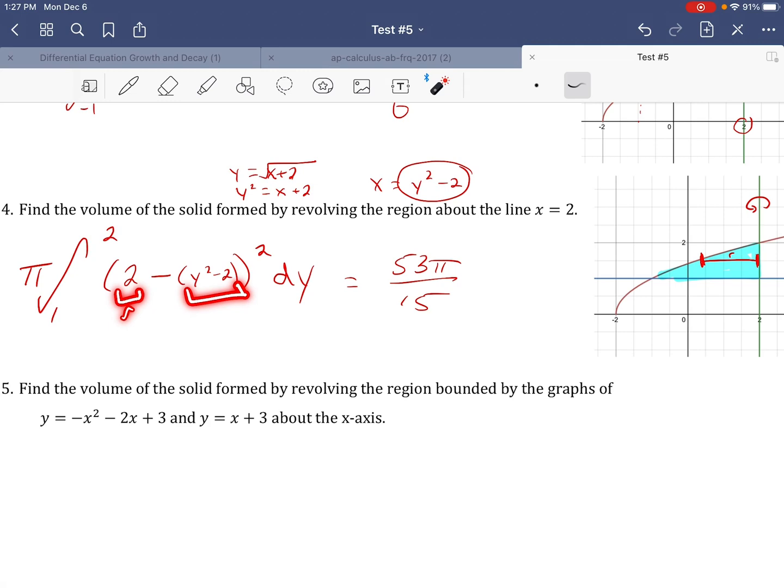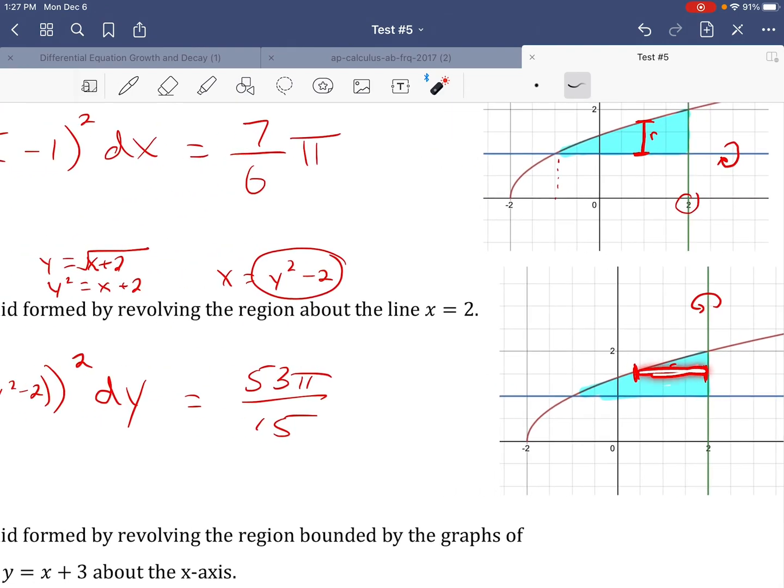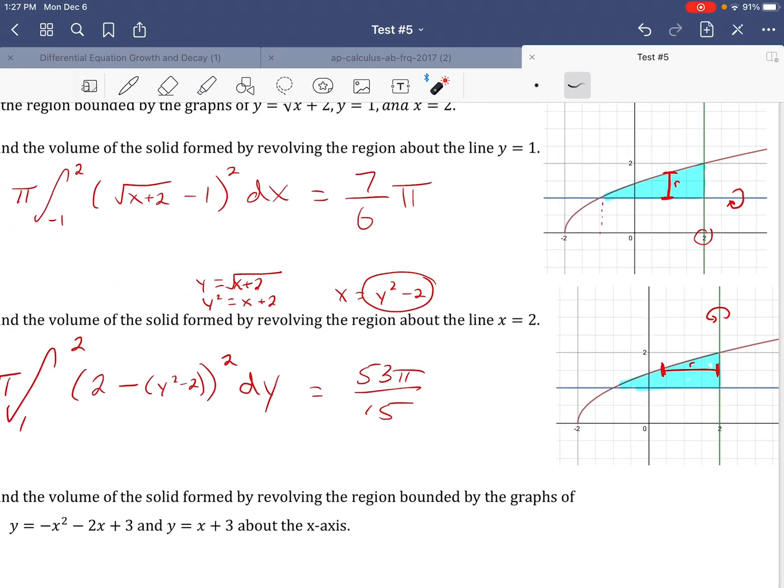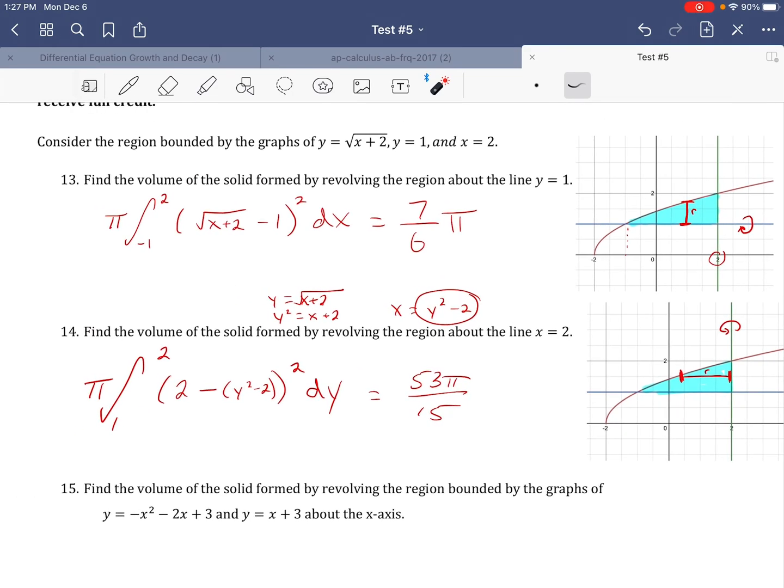Right, left. This difference represents the length of the radius. I'm squaring that length. You need to actually draw in this radius. It'll help you identify the right edge of that radius and the left edge of that radius. Okay, both of these are disk methods, because there's not any gap between the shaded region and the axis of revolution on either one of these. So it's flush, pi integral r squared d whatever.